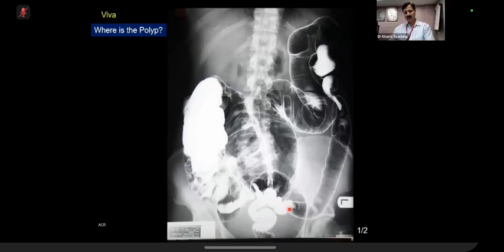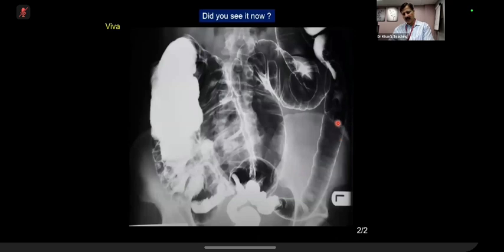Okay. So this is a difficult one. This is totally difficult. I'm not expecting anybody to pick it up here, but I'll come back to this film. The idea again is to develop your eyes. You see this, look at this.